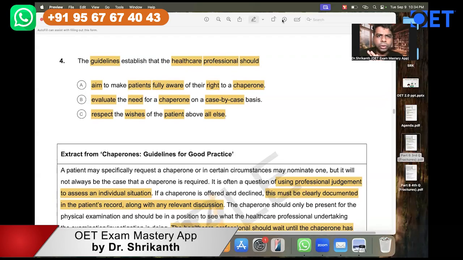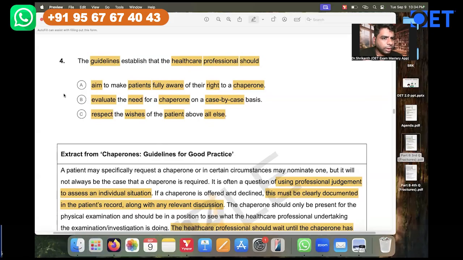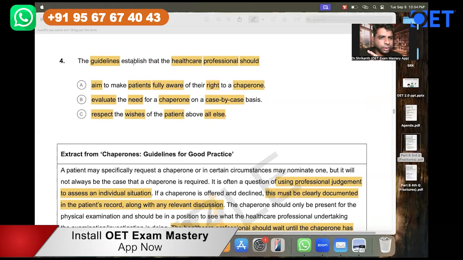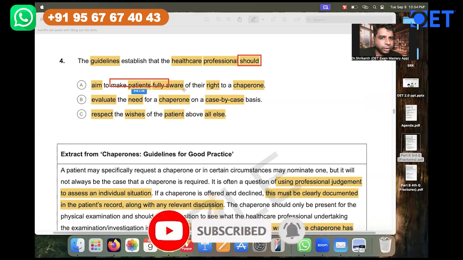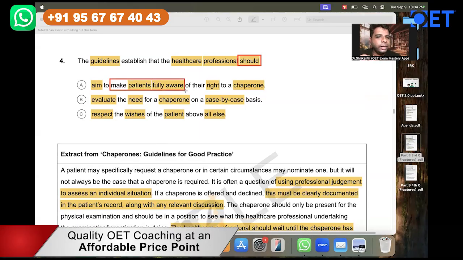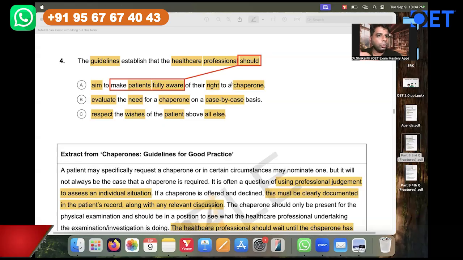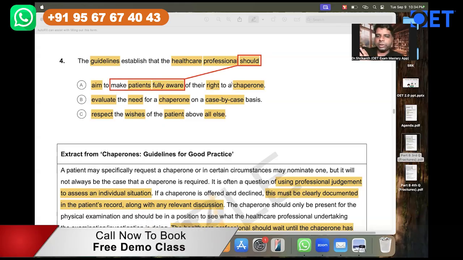Anyway, let's do the verb analysis very quickly. Let's take a look at the verbs over here. The guidelines establish what the medical professional must do. What is the verb in option A? Make patients fully aware. This is the action. They have to make the patients fully aware regarding their right to a chaperone. That is, to each and every single patient, they go and spread awareness: you deserve a chaperone, you deserve a chaperone.